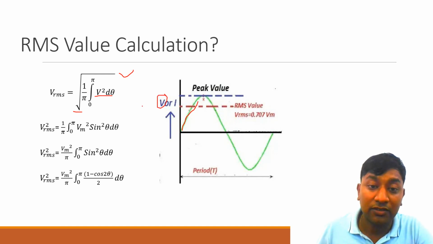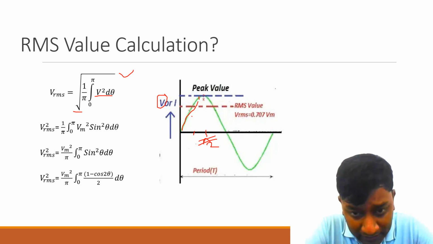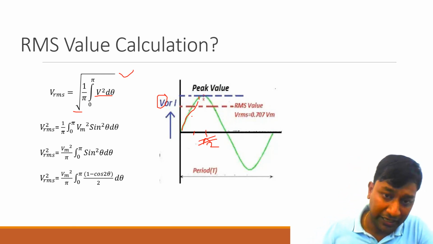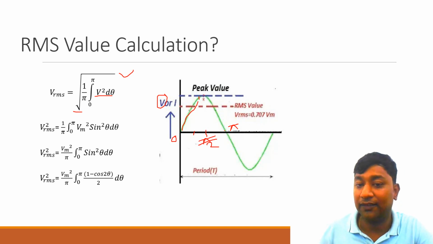So b squared at any particular instant, for example at pi by 2, what is the value? That is called a particular instant. At pi by 2 there are peak values, and at pi by 4 there are some other values. Those values are called instantaneous values. Here we are considering this particular cycle from 0 to pi, so this half cycle only.